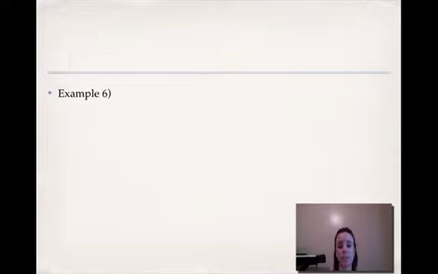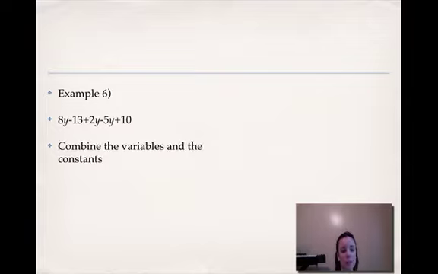Let's take a look at example 6. It's positive 8y minus 13 plus 2y minus 5y plus 10. I've got y's all over the place. I want to combine them. I'm going to combine the variables and the constants. So 8y plus 2y is 10y, and then I minus 5y, so I'm left with a 5y. Negative 13 plus 10 gives me a negative 3.